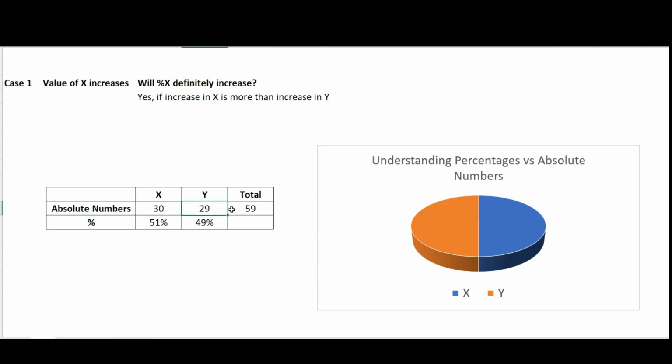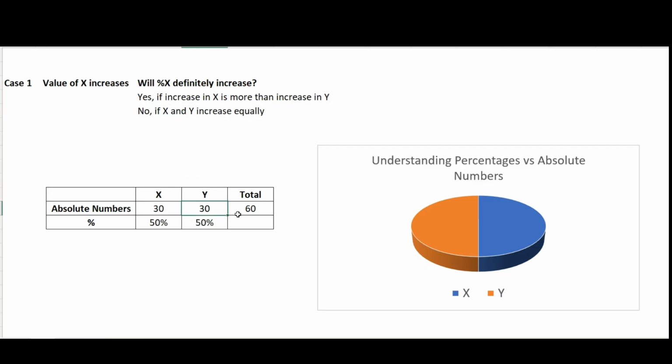If, let's say, this increase becomes equal, if both x and y increase equally, the total will increase, but the percentage will remain constant. It will not change. So, this is another scenario. If both x and y are increasing equally, there will be no impact on the percentage of x.